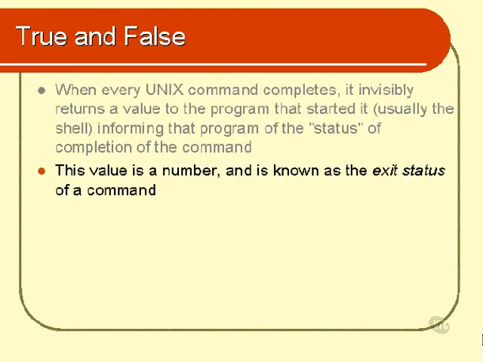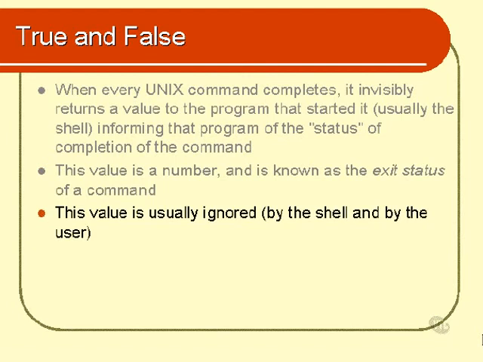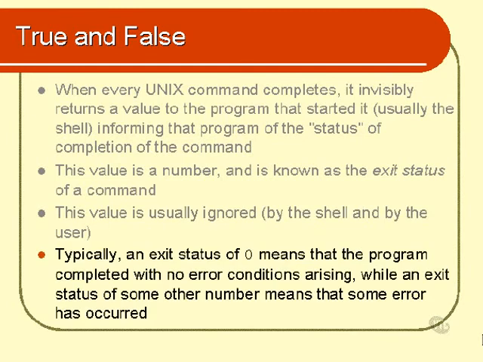The value that gets passed back is actually a number, and we call it the exit status of the given command. Now, this has been happening all the time ever since we've started using Unix, and most of us are blissfully unaware of the existence of this exit status, but it's there. We usually ignore it, as does the shell. But we're not going to ignore it anymore. It's actually pivotal to this entire chapter. So let's have a look at it.